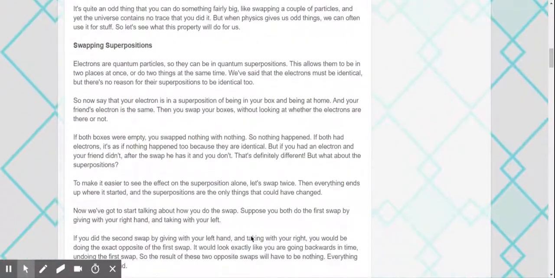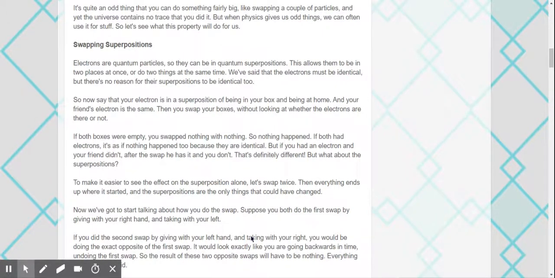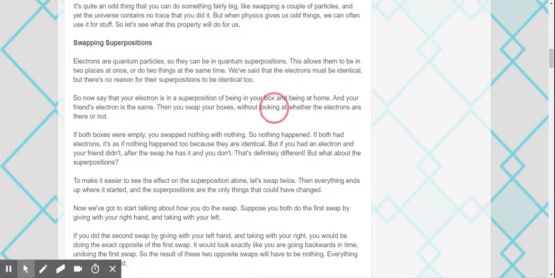Okay. Swapping superpositions. Electrons are quantum particles, so they can be in quantum superpositions. This allows them to be in two places at once or do two things at the same time. We've said that electrons must be identical, but there's no reason for their superpositions to be identical. That's an interesting statement. So now, say that your electron is in a superposition of being in your box and being at home, and your friend's electron is the same. Then you swap your boxes without looking at whether the electrons are there or not.